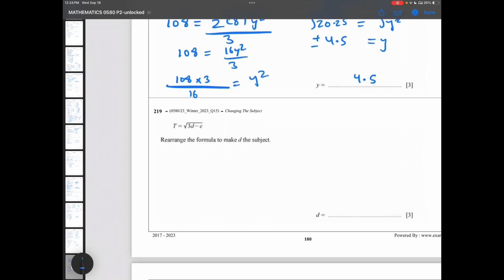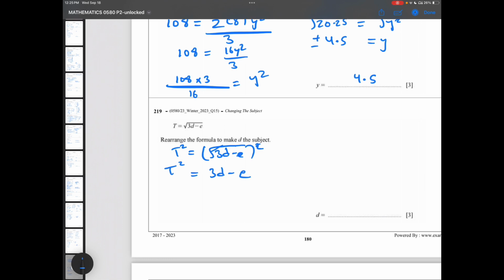And next question, it says rearrange the formula to make d the subject. The formula is d is equal to square root of 3d minus e. In order to make d the subject, we need to somehow remove the square root, and to do that, we need to take square on both sides. So when I take square on both sides, it becomes d square is equal to square root 3d minus e whole square. So now this square root will cancel the square, and I will be left with 3d minus e.